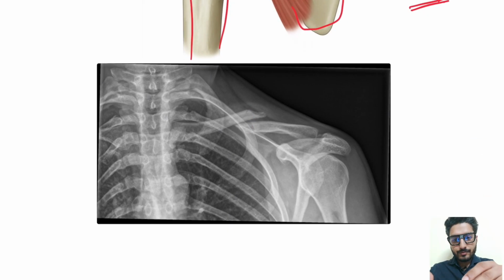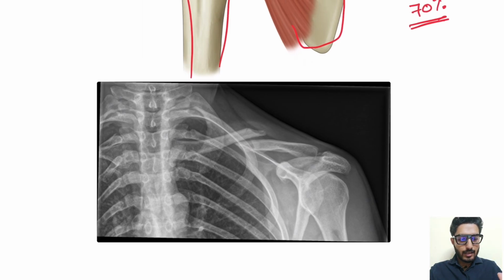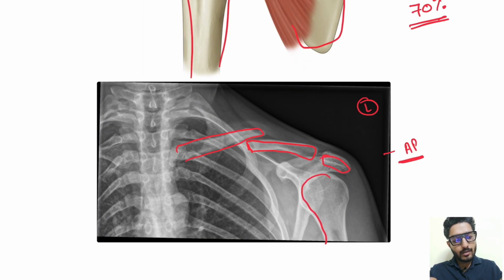Coming to this X-ray, as we had already discussed, this is an AP view. Let's assume this is the left shoulder X-ray. This is the clavicle, which is fractured at the mid third. This is the acromion, this is the humerus, this is the coracoid process. There may be some ligaments attached here: this is the trapezoid, this is the conoid.